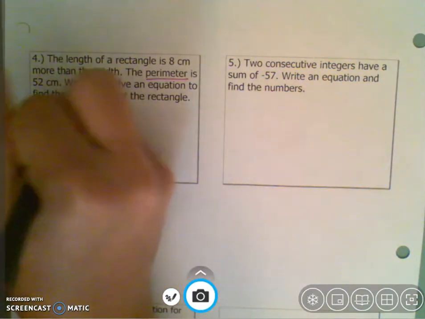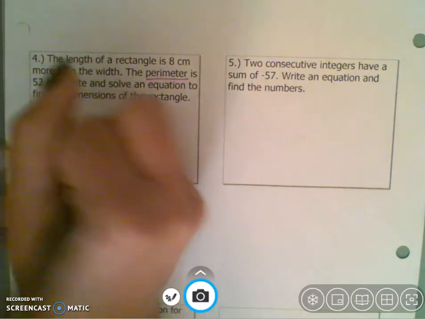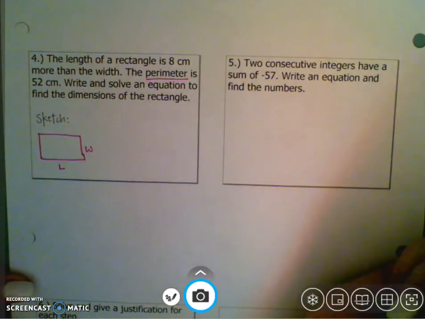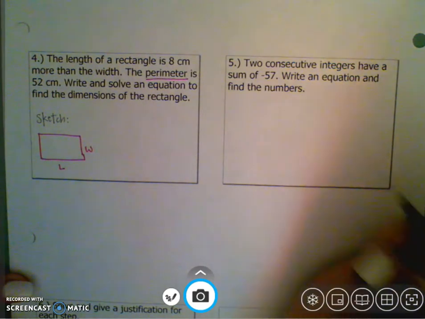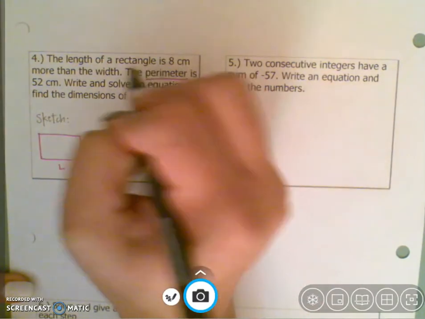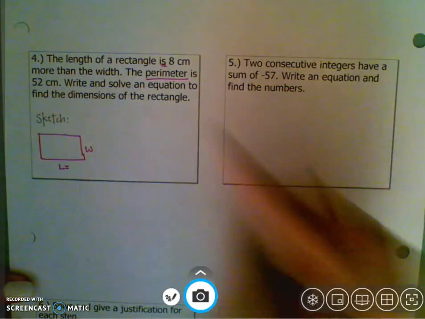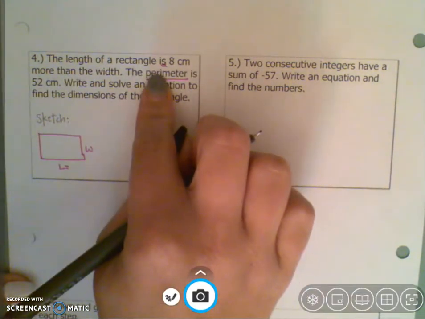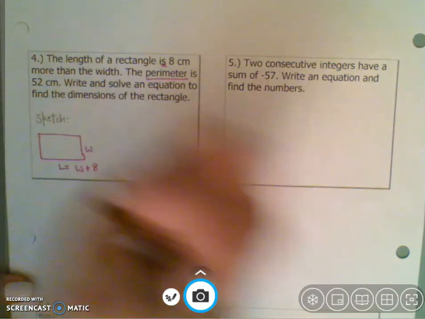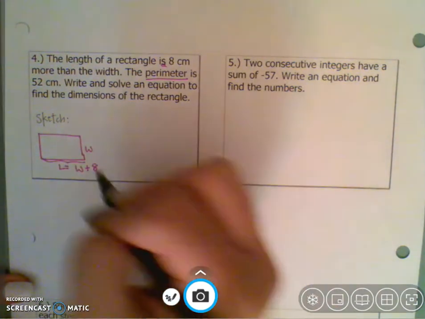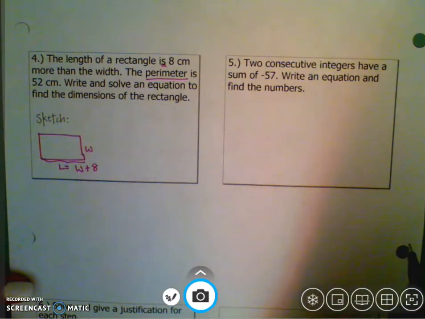So if I have a rectangle, let's just call this the length and this the width. Doesn't matter what you call what. The length of the rectangle is 8 centimeters more than the width. So the length equals 8 centimeters more than the width, which is going to be the width plus 8. So this whole side is width plus 8. The up and down one is width.